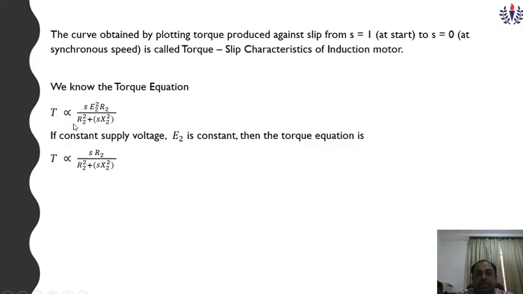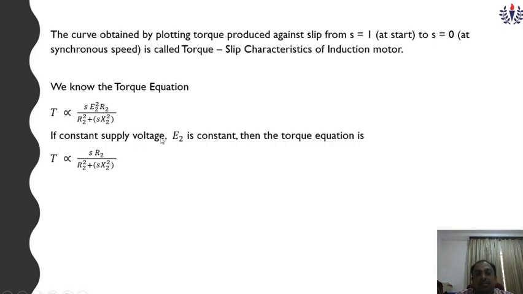Torque is directly proportional to s E2 square R2 divided by R2 square plus (s X2) square, where s is the slip, E2 is the induced EMF per phase at standstill, R2 is the rotor resistance per phase at standstill, and s X2 is the rotor reactance per phase at running condition.